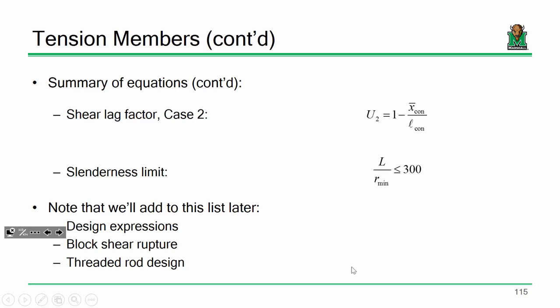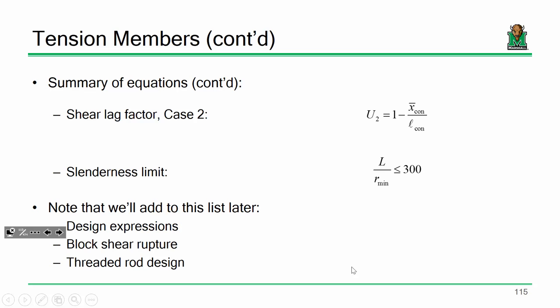Arguably the most common one is case 2. So shear lag factors according to case 2 are 1 minus x bar over L, x bar being the connection eccentricity, L being the connection length. Remember, connection length is outermost bolt to outermost bolt, and then the connection eccentricity is from the back of the connected member out to the centroid. So it's just making sure you're using the manual appropriately and looking up the right values.